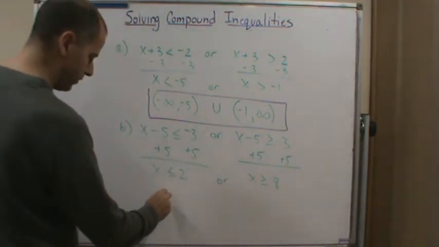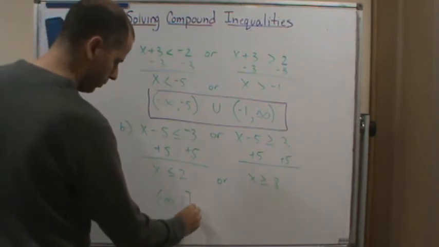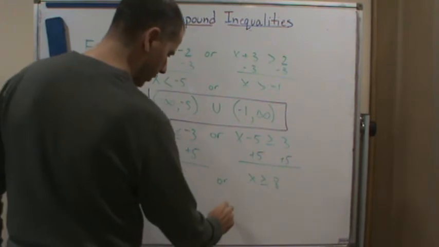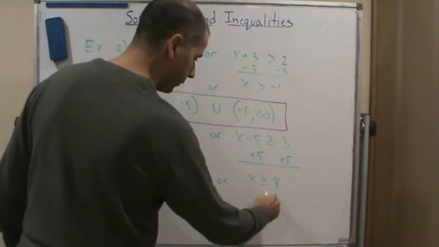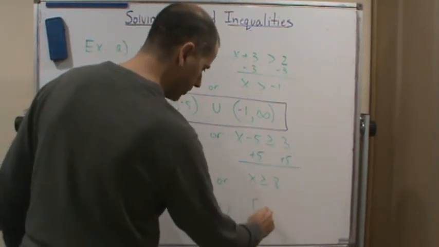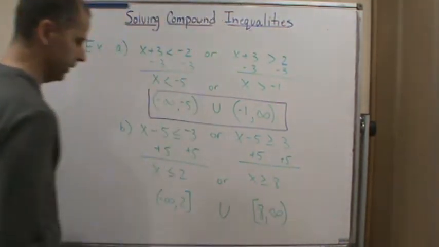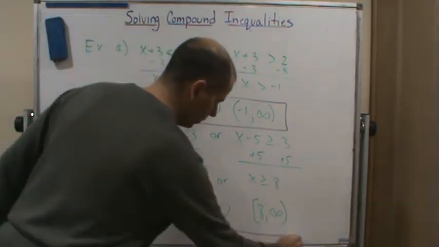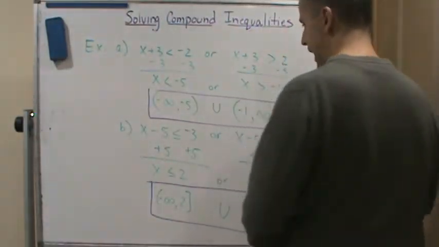Well, this represents the set from negative infinity to 2 with a bracket, because it's equal, union with this one, which is represented by greater than or equal to 8. That means we're going to start with 8 with a bracket, and we're going to go to positive infinity. And so in this case, this would be our solution. And that's it.